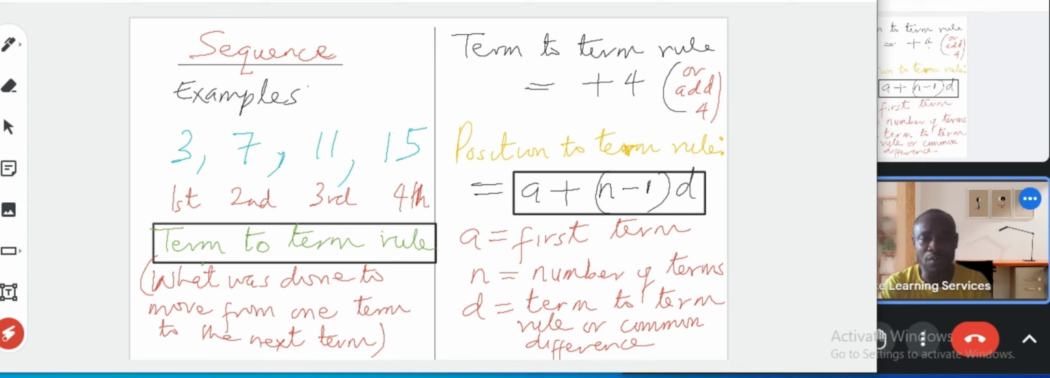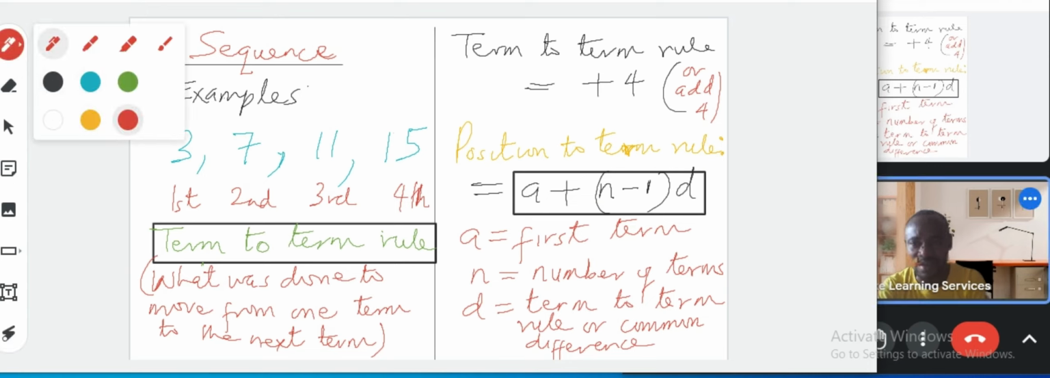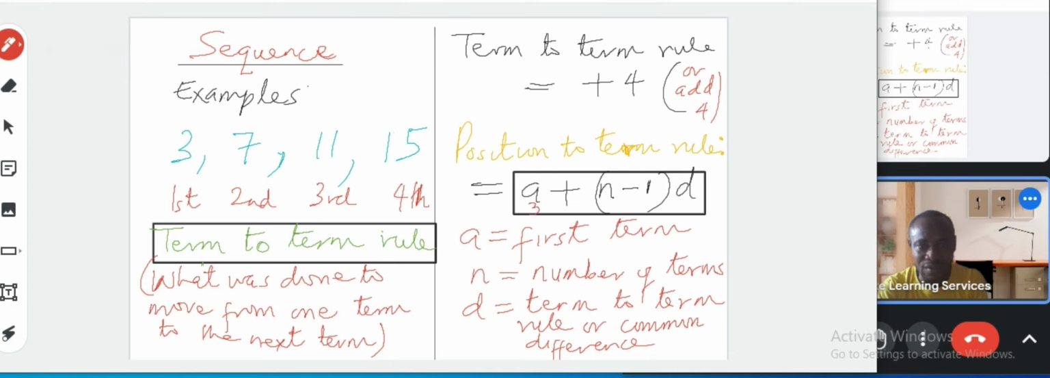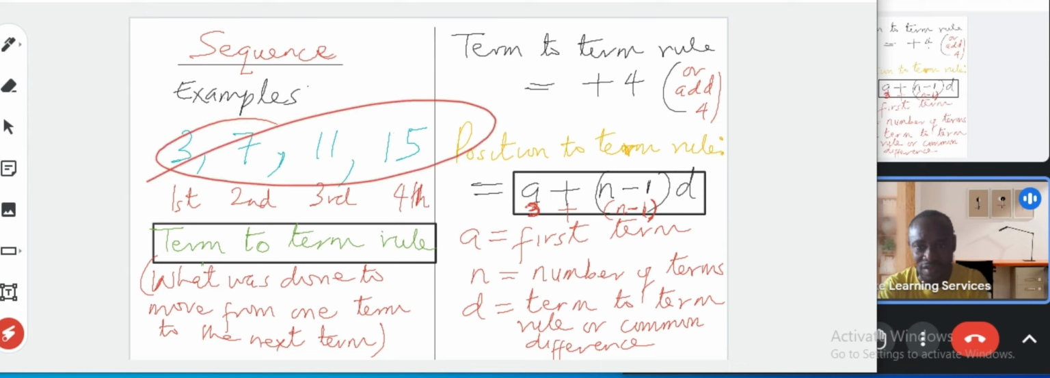Okay. For this particular example we're looking at, what's the first term? 3. Okay, so I will just zoom in and put those values. The first term is 3, plus, you open a bracket, n minus 1, then times, what's the term to term rule? What was done to move from one term to the next term? What's the term to term rule for this example we're looking at now?